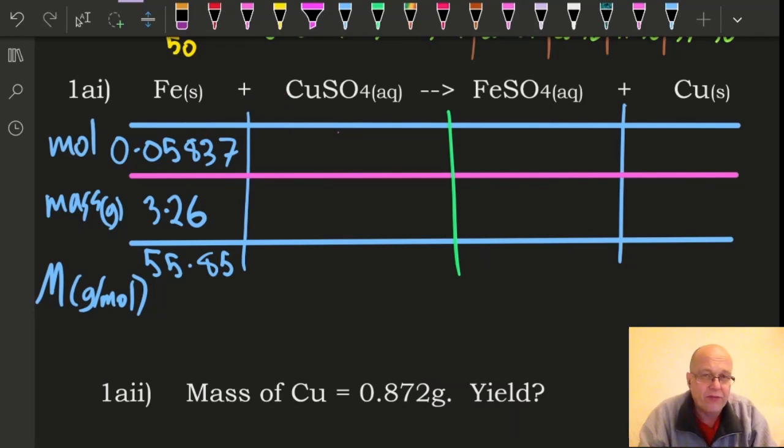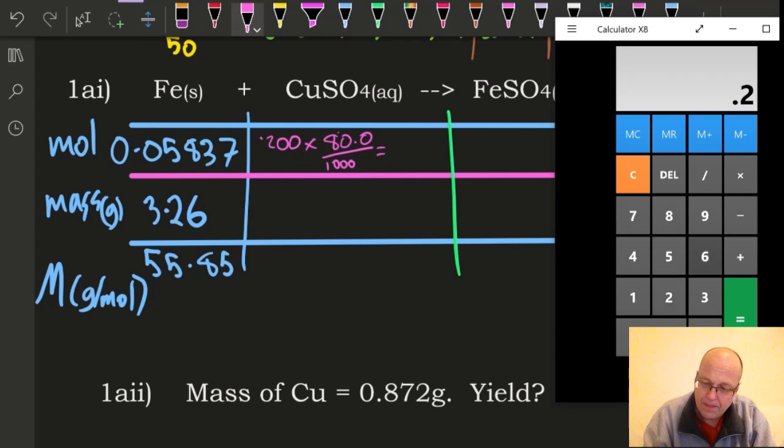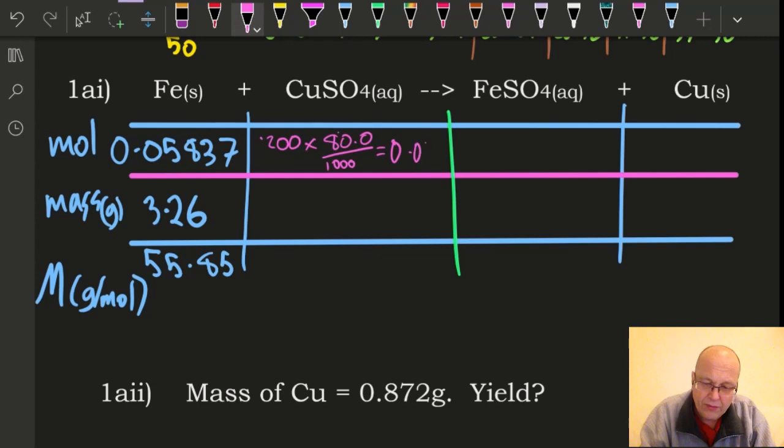So the moles of copper sulfate, well, it's a solution. So moles is concentration times volume. Concentration is given in the question, 0.200, as is the volume. Now the volume should be in decimeters cubed, so divide by 1,000. So let's see the moles of copper sulfate. So that's going to have 3 significant figures. So it's 0.0160.